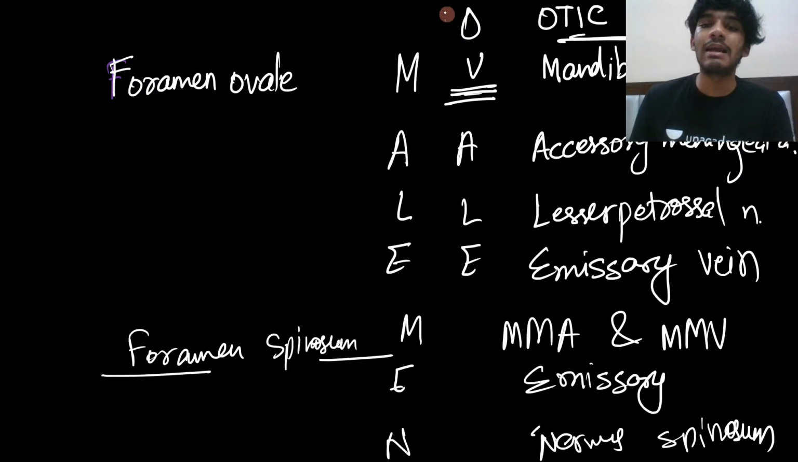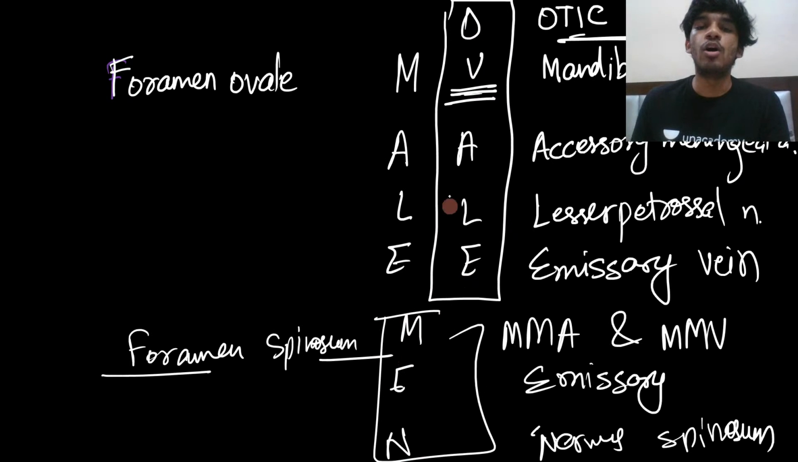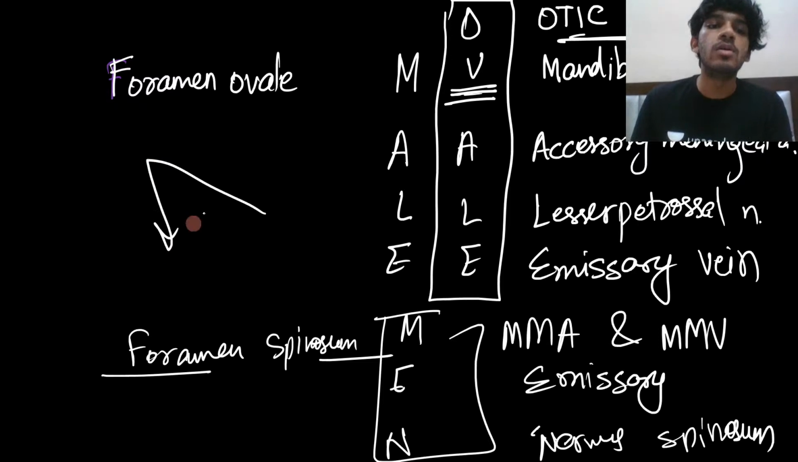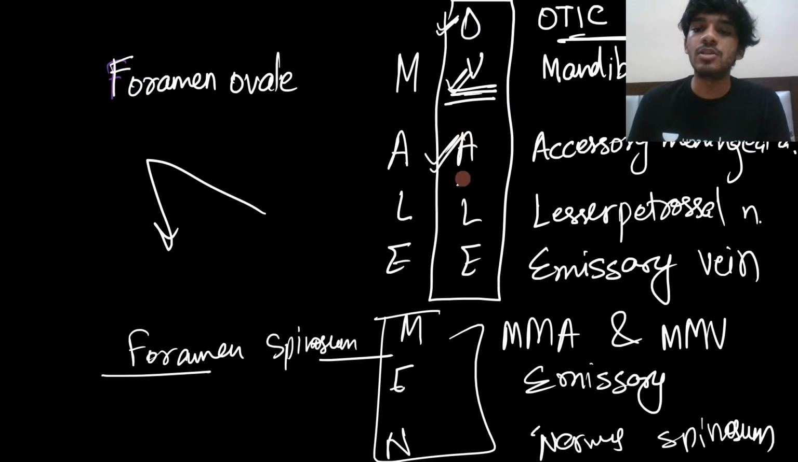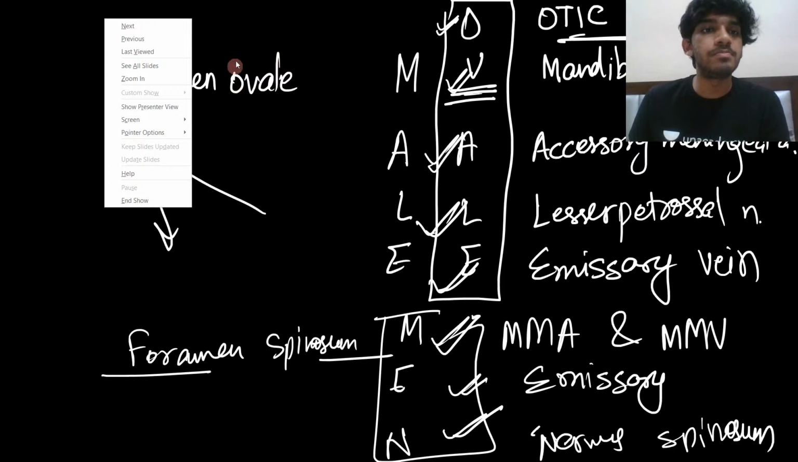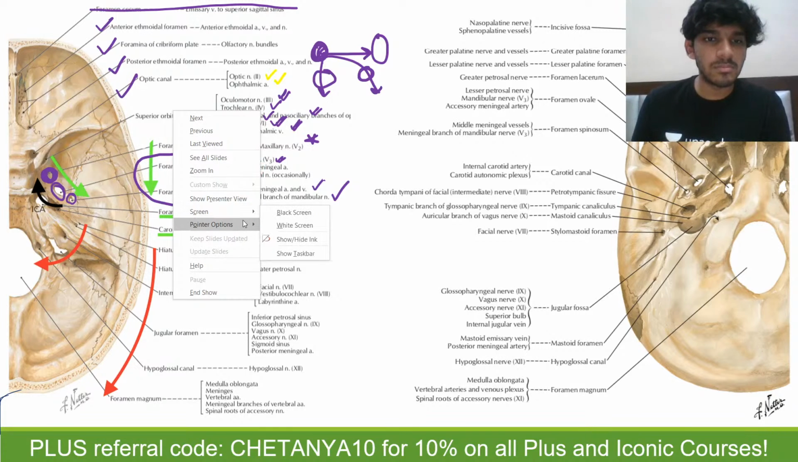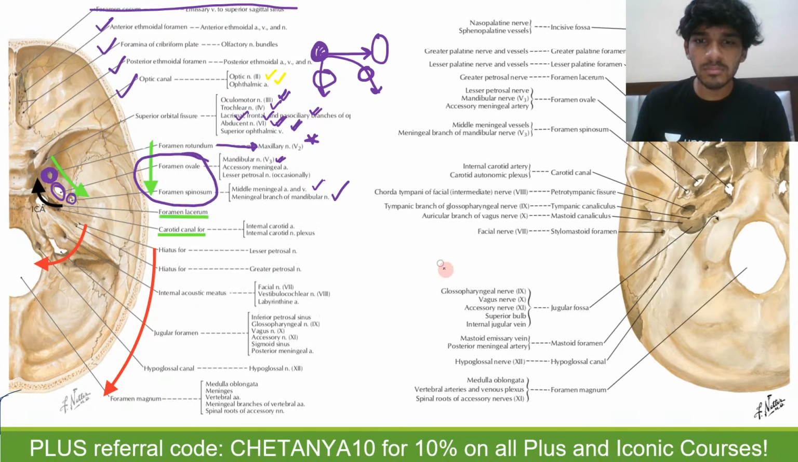So this is the mnemonic I like, ovale men. So you write male men, male will remind you of ovale, then you write men. Ovale should remind you of male, male should remind you of men. Ovale, male, men. So that is how you remember. And then it is very simple. Mandibular nerve related to the otic ganglion, mandibular nerve, accessory meningeal artery, lesser petrosal nerve, emissary vein. Men is middle meningeal artery and middle meningeal vein, E is emissary vein and N is nervus spinosus. So this is done. Rotundum, ovale, and spinosum is done.